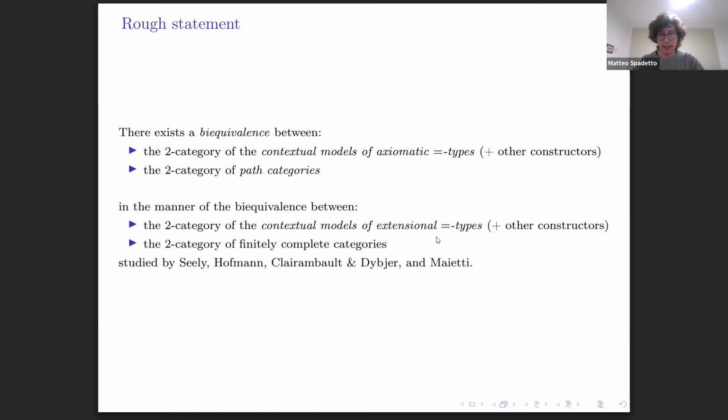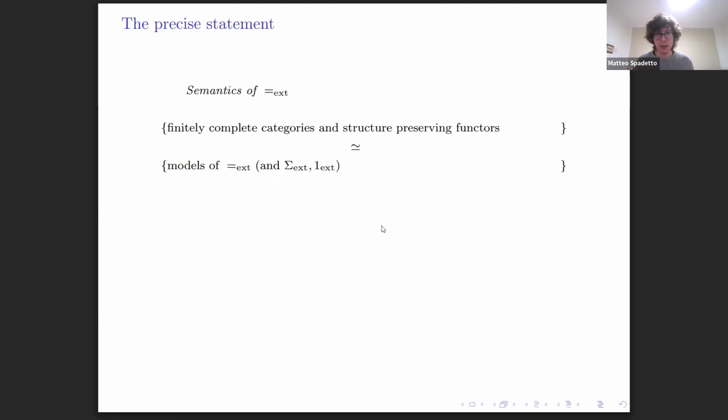the two-category of contextual models of extensional identity types and the two-category of finitely complete categories, which was obtained in a cumulative work that started from Seely, passed through Hofmann and Warren, and finished with this result by Clairambault and Dybjer. And I also name again the result by Maietti, which is a result like this from another point of view.